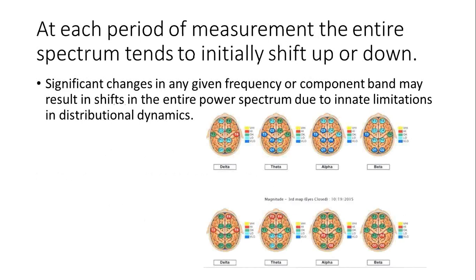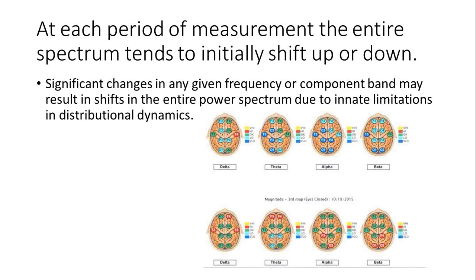So a lot of the change, again, in the brain occurs within 2 standard deviations. Most of the change does. At each period of measurement, the entire spectrum tends to initially shift up or down. This is not uncommon. Significant changes in any given frequency or component band may result in shifts in the entire power spectrum due to innate limitations in distributional dynamics. This is the consequence of compensation.